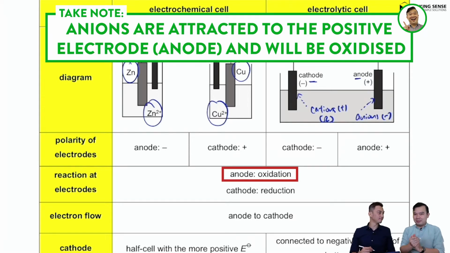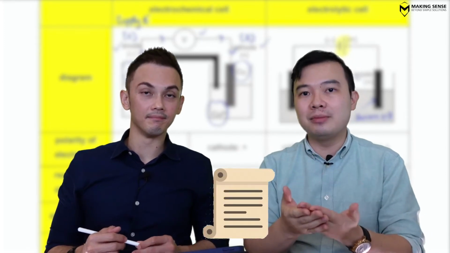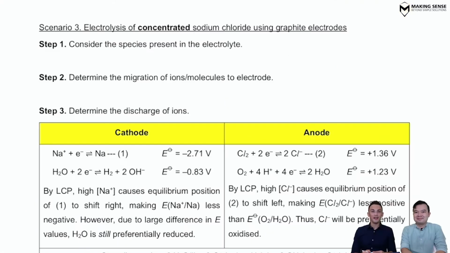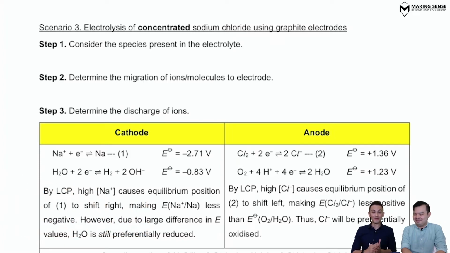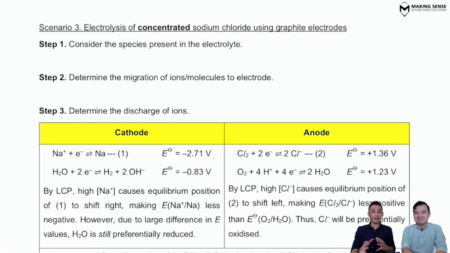All right, Mr. William, can you run us through the standard series of steps that help us determine at each electrode what kind of reactions are going to happen? Okay guys, if you look at your notes, we're going to use some examples to run through the thought process again. Scenario 3 of your notes states that we are going to do this under concentrated sodium chloride using graphite, which is a type of inert electrode. For the class, we're going to combine 2 scenarios into one.